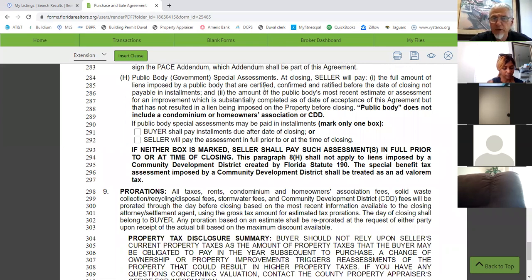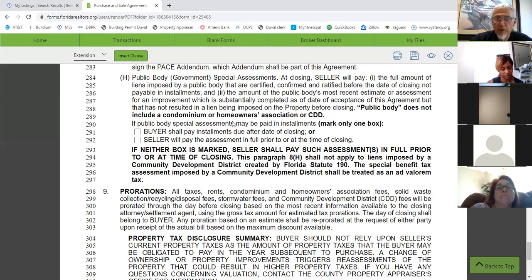Public body special assessments. Public body special assessments are not condo fees, and they're not CDD fees. Public body special assessments are things like they came by and repaved the road in front of your house and charged everybody on that street $750 as a public body special assessment to repave the road. That's the only thing that these two boxes are used for, and a lot of times people don't know what they're for. It says public body does not include condominium, homeowners association, or CDD.